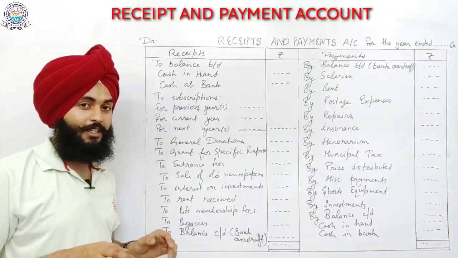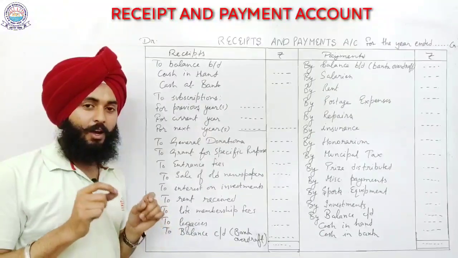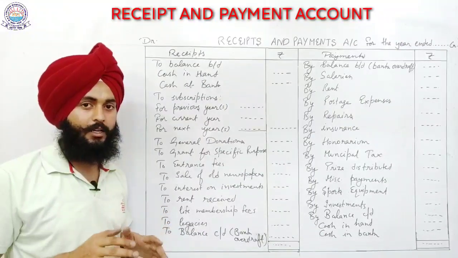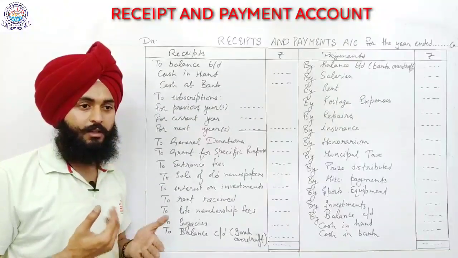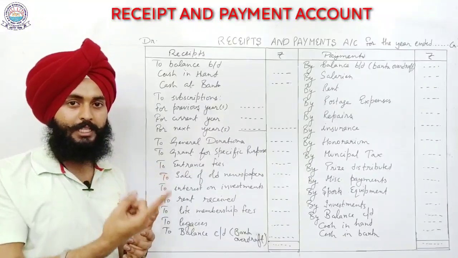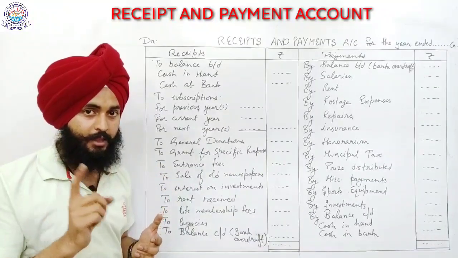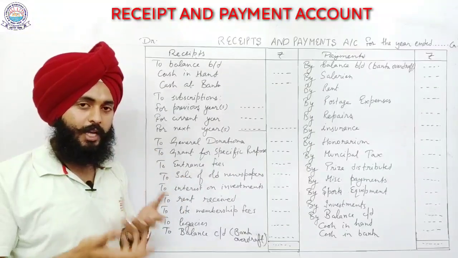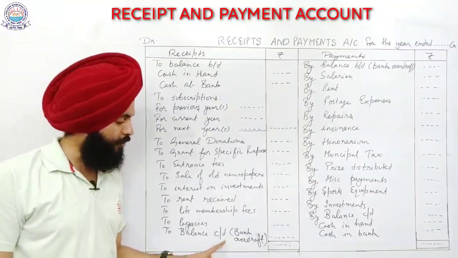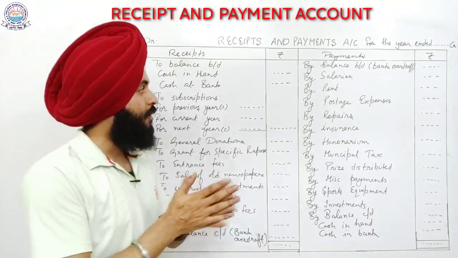Legacies, so what are legacies? I told you, according to the will of a deceased person, the amount we get as a donation after his death will be called legacy. The last one is balance C/D, we will talk about this later.